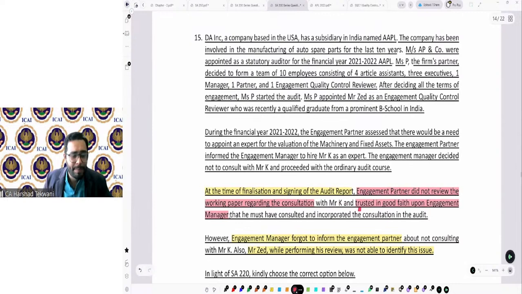Number two, engagement partner appointed Mr. Z as the quality control reviewer who was recently graduate from prominent B school. Where is the experience of engagement quality control reviewer on the audits? He should be an experienced person. So these are the two major issues, problems or mistakes done by the engagement partner.